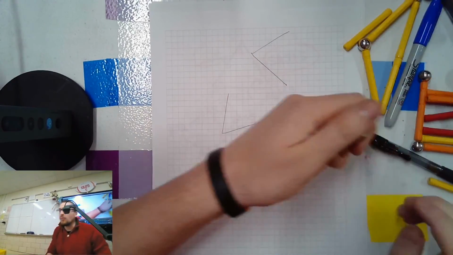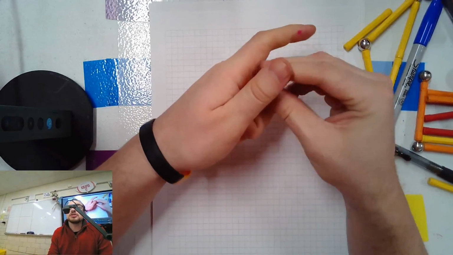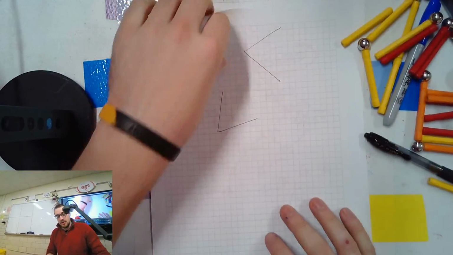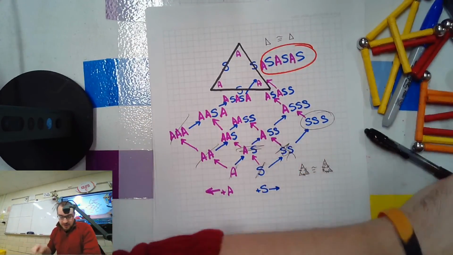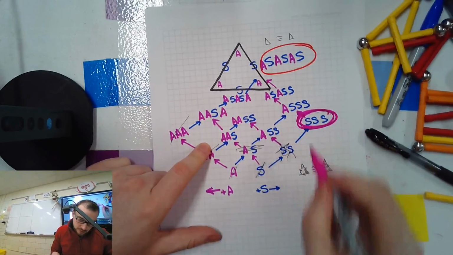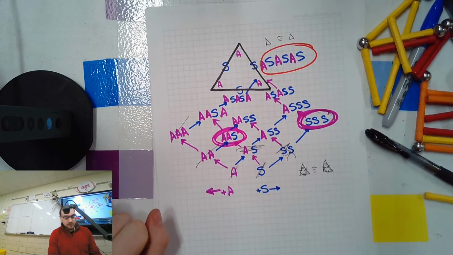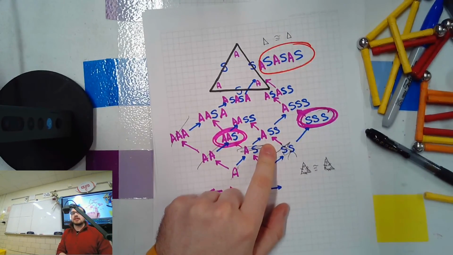So I want you to go home, and your homework for tonight is to figure out which ones are the minimum that you can use to figure it out. We already figured out from today that this is enough, triple side. We also found out this is enough. Go home and check out ASS, see if that's enough.